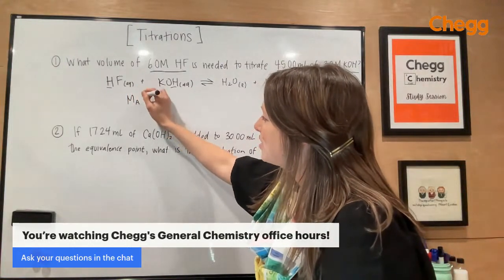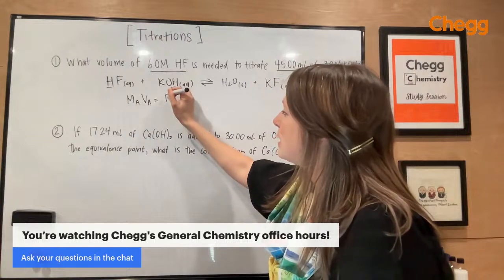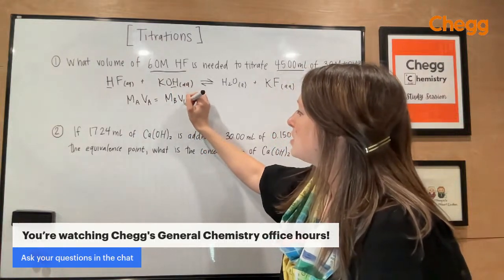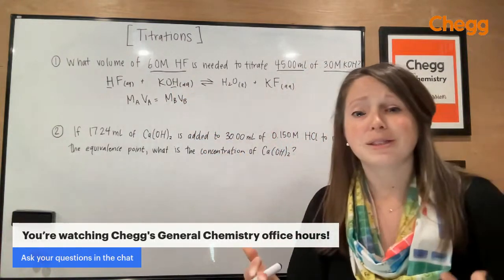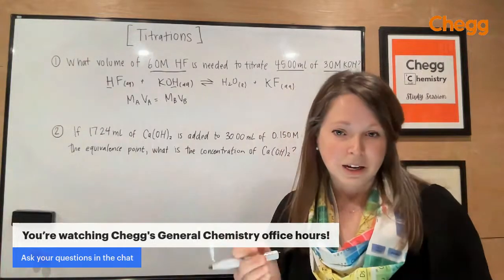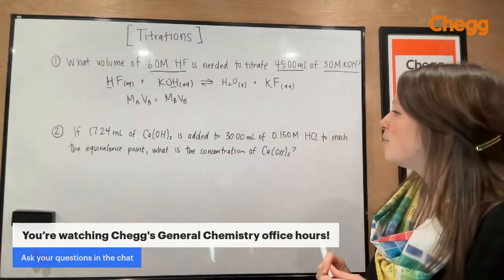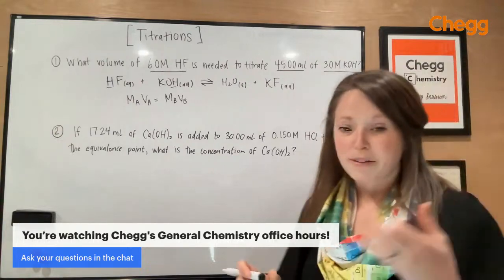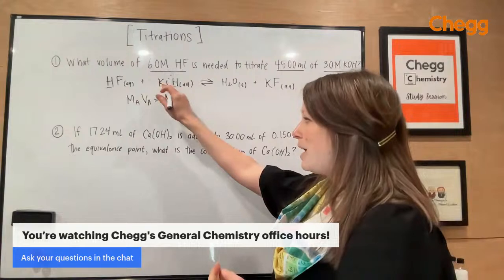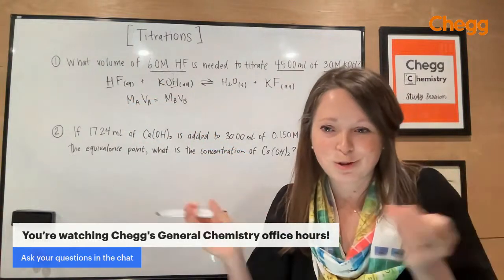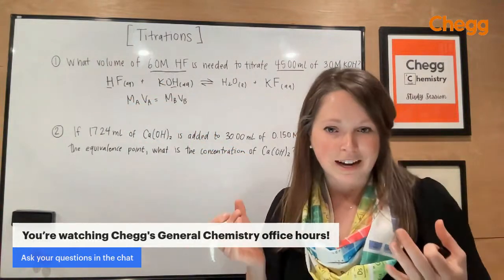The molarity of my acid times the volume of my acid is going to be equal to the molarity of my base times the volume of my base. How is that possible? The moles are equal, right? So if I'm trying to reach the equivalence point where the moles of acid and base are equal, it's a 1-to-1 ratio. I can just put those two equations together because the moles are not changing.